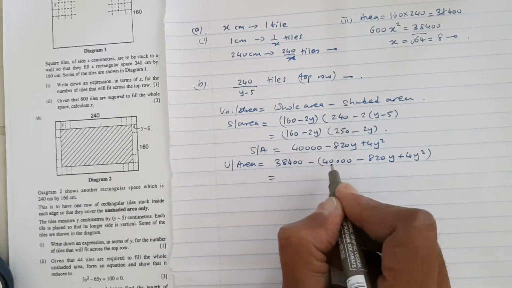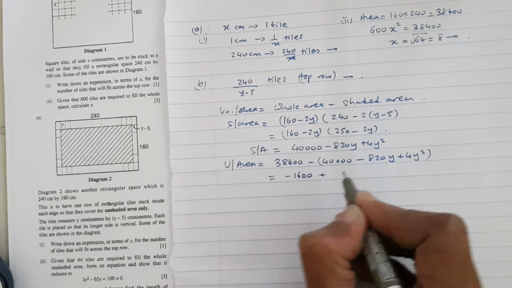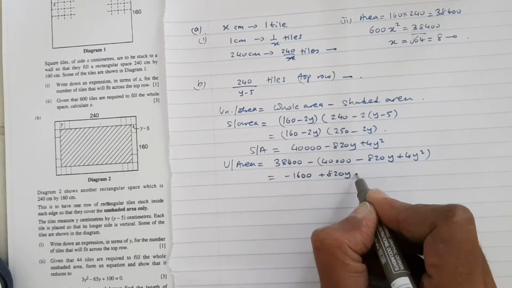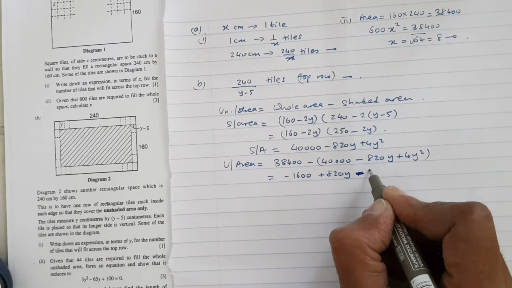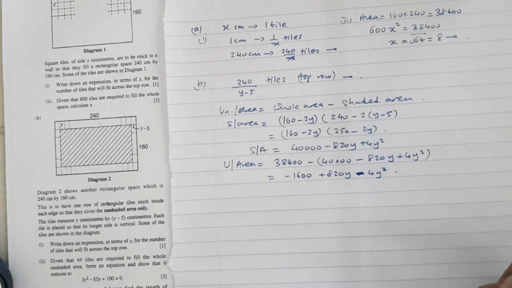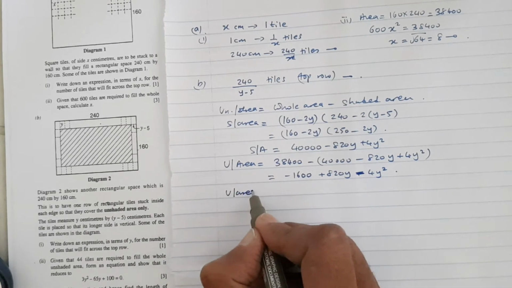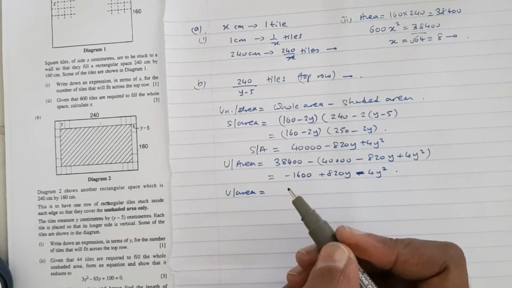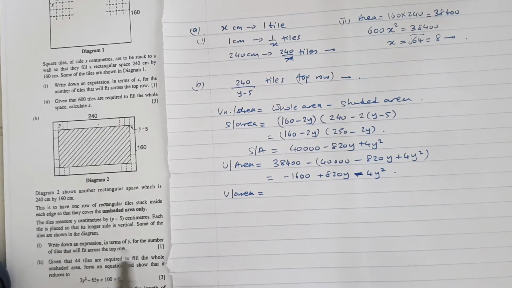So 38,400 minus this is minus 1,600. Minus minus becomes plus. We got plus 820y, and then plus minus becomes minus, so we got minus 4y squared. Now, what about the unshaded area again? The unshaded area we are saying now, because we need 44 tiles to fill that unshaded area.